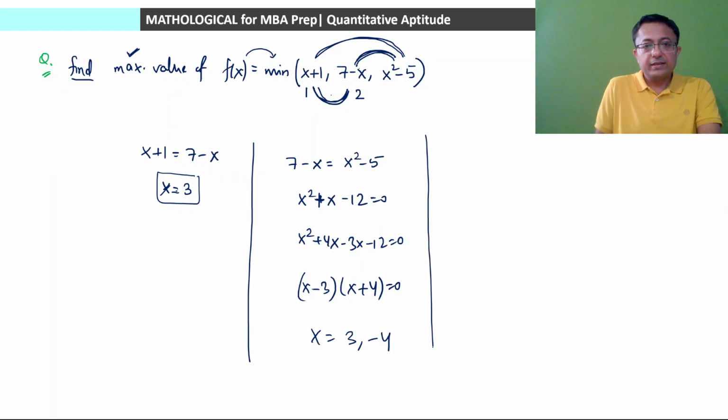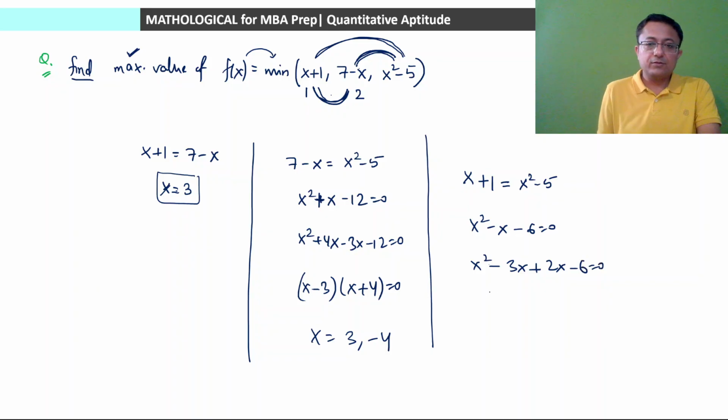Now third case, solving for x plus 1 and x square minus 5, the intersection point of these two. x plus 1 equal to x square minus 5. x square minus x minus 6 is equal to 0. x square minus 3x plus 2x minus 6 is equal to 0. (x plus 2) into (x minus 3) is equal to 0. So critical points are x equal to minus 2 and 3.